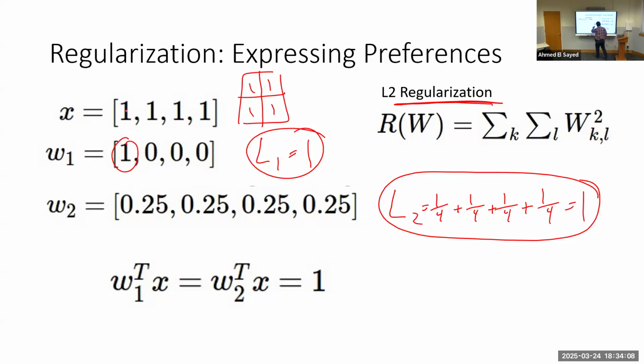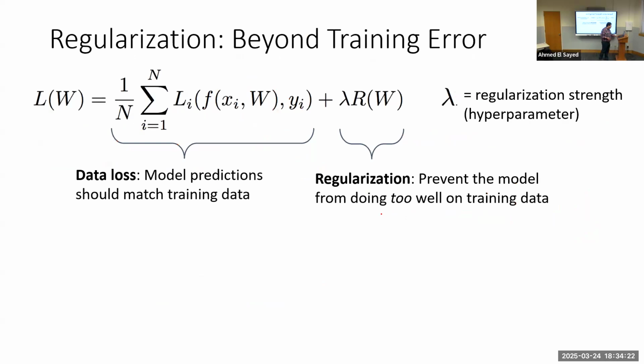Meaning, this one should be better. But how can I add something to the loss function to give high priority to this over this? That's what they call the regularization term. So the regularization term is a term added to the loss function to improve the quality of selecting W and prevent overfitting.